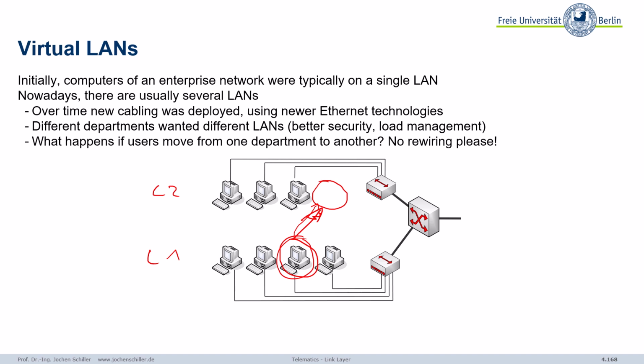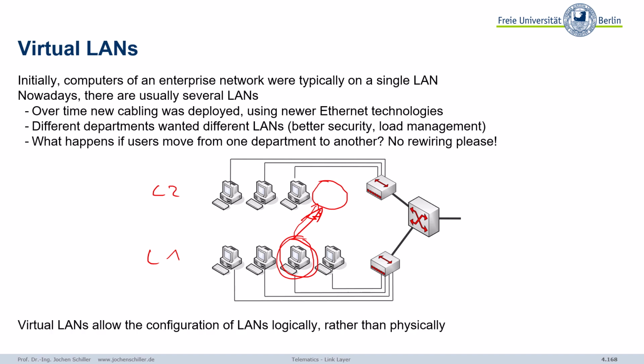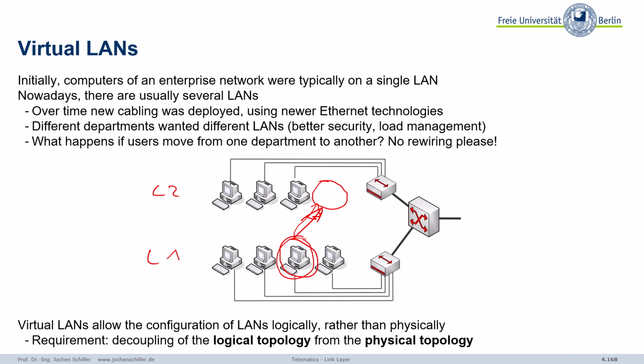And the idea here is we create virtual local area networks. So we configure the LANs logically, not physically. We decouple the logical topology from the physical topology. And that's the basic idea of VLANs. So in a VLAN, you can collect, for example, all the printers. Or this is the student network and we separate it from the professors' network or from the administrative network, or from whatever you like to separate.